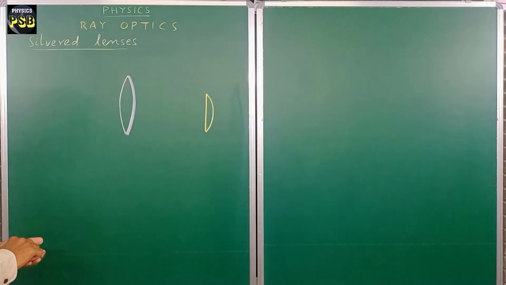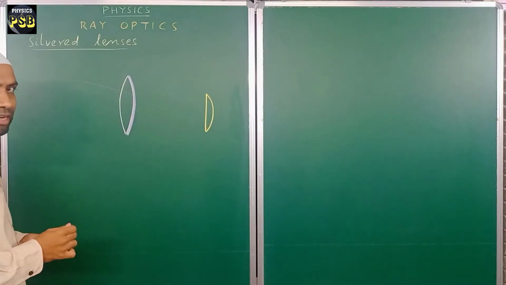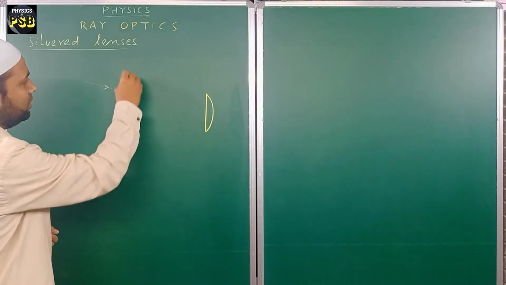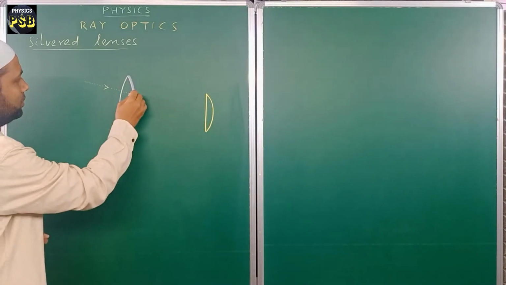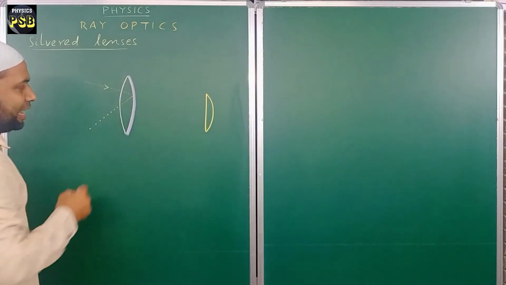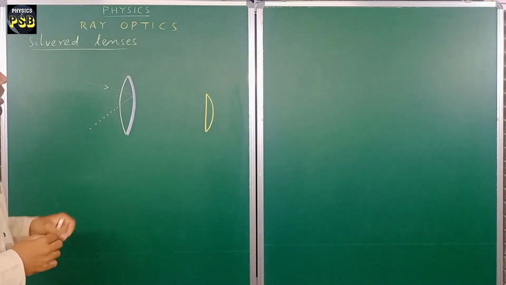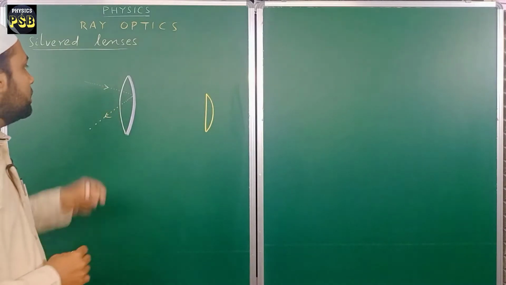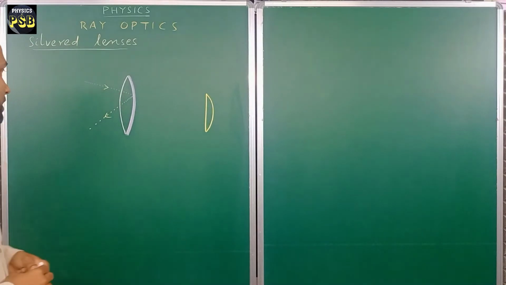So what will happen if light falls on it? When light falls on this kind of silvered lens, suppose this is an incident ray, it travels in this direction. After incidence, when the light is incident on this silvered rear surface, it gets reflected, as it acts as a mirror. So here both reflection and refraction take place. Okay, so we can conclude that light travels twice through this kind of silvered lens.